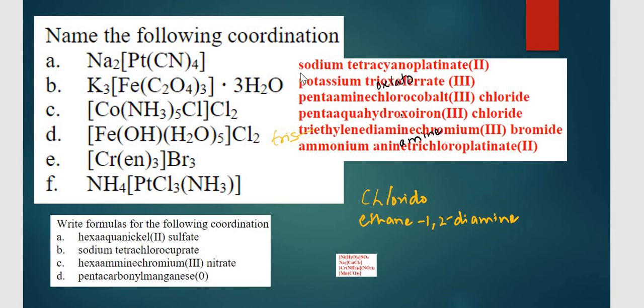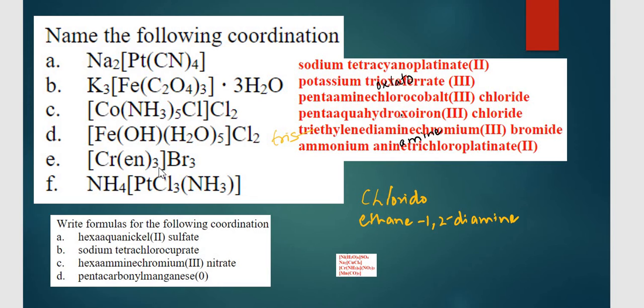So once you're done, you can check the answer. Sodium tetracyanoplatinate 2. This is potassium trioxalatoferrate 3. This one is pentaamminechlorido cobalt 3 chloride. This one is pentaaqua hydroxo iron 3 chloride.